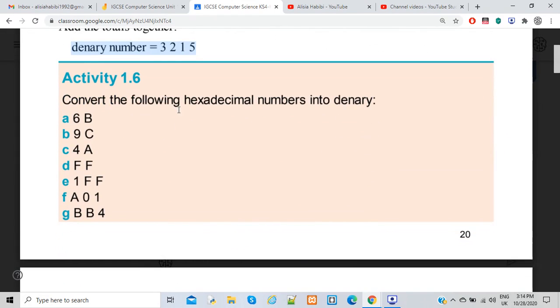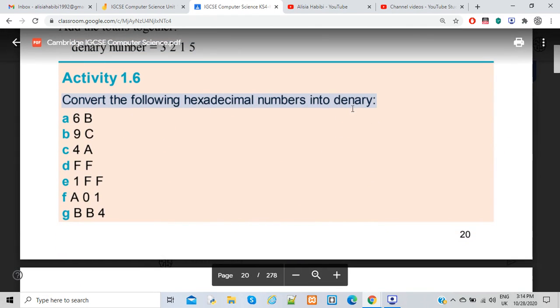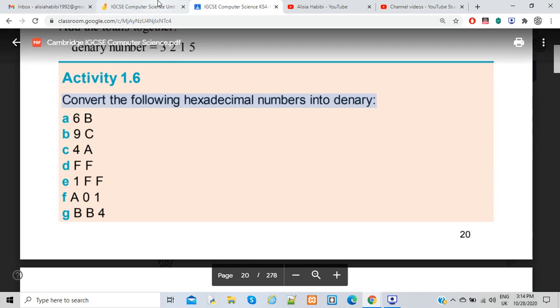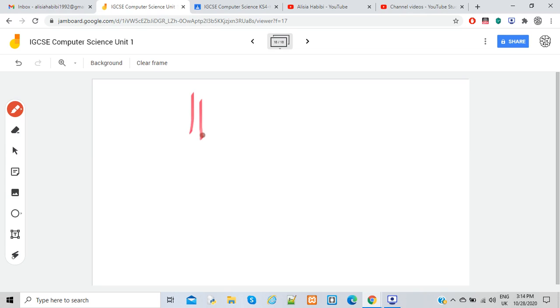Now we're going to be taking some examples to find out how to convert hexadecimals into denary. So we're going to take the first example, which is activity 1.6a, okay? And I'm going to be writing the main theme, which is basically converting hex numbers. So I'm just going to represent it as hex into denary numbers. So the first example we're going to be taking from 1.6 is A.